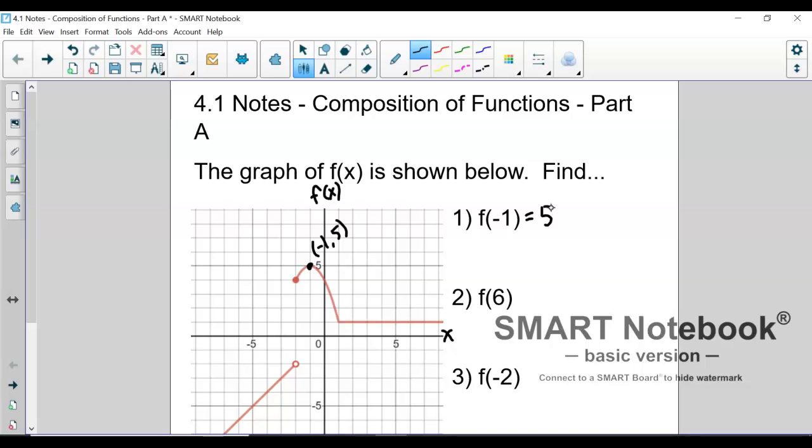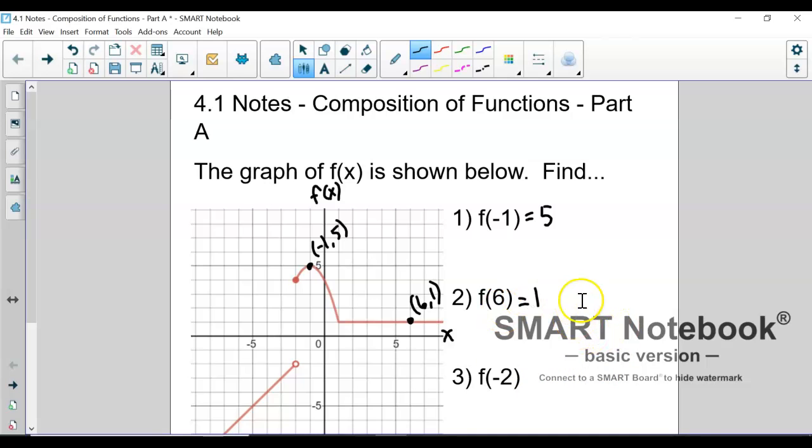The next question asks us for f of 6. If we go to the x-axis, 6 is going to be right here. And if we go up to the function, we're talking about this point right here. The coordinates of this point are 6, 1. And so f of 6 equals 1. Remember, you're always reporting that y value whenever you're finding f of a value.